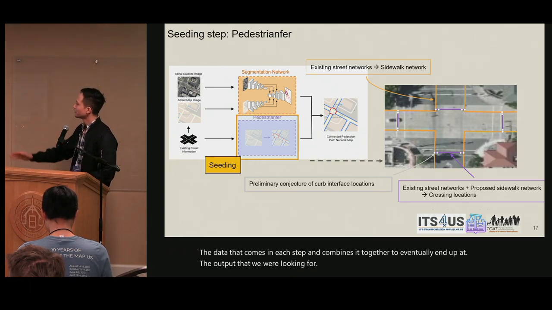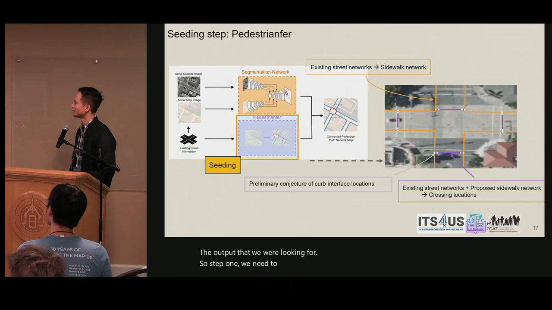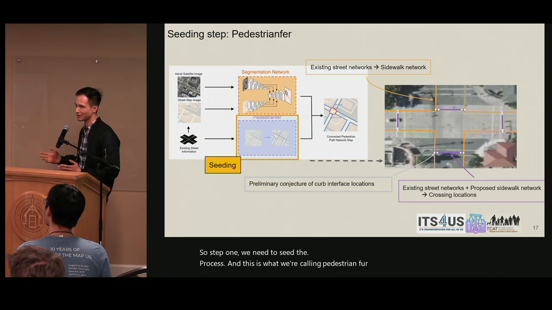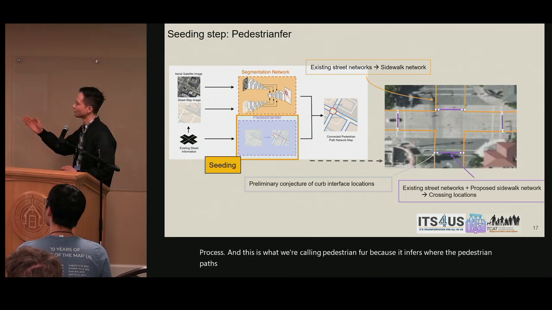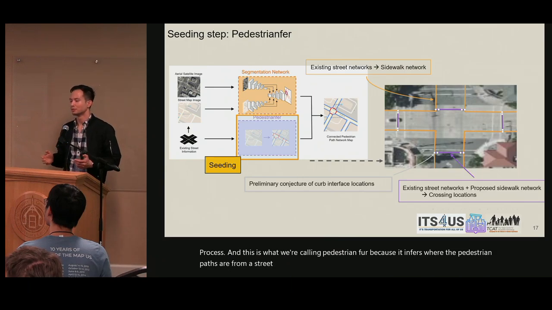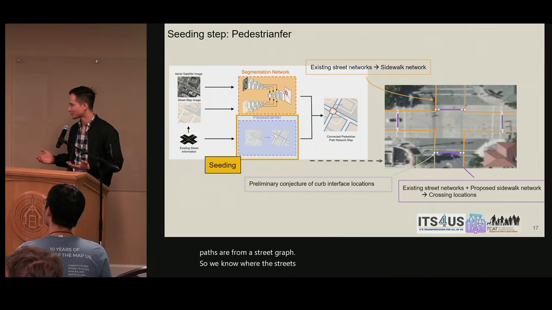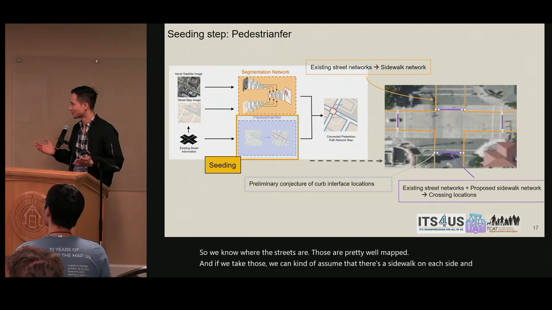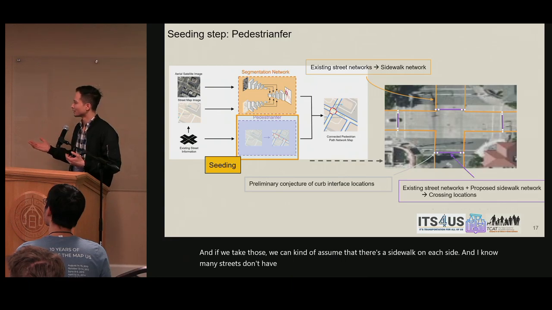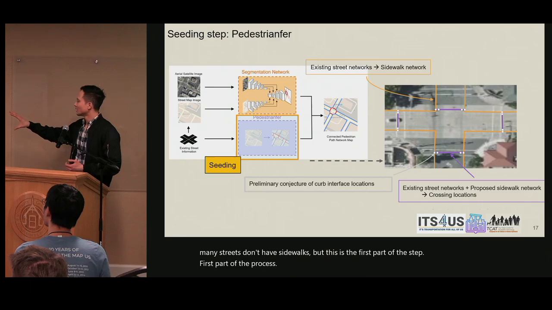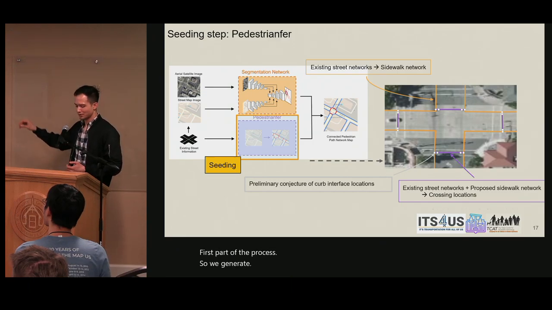So step one, we need to seed the process, and this is what we're calling pedestrian infer, because it infers where the pedestrian paths are from a street graph. So we know where the streets are. Those are pretty well mapped. And if we take those, we can kind of assume that there's a sidewalk on each side. And I know many streets don't have sidewalks, but this is the first part of the step, the first part of the process. So we generate our initial set of sidewalks here.